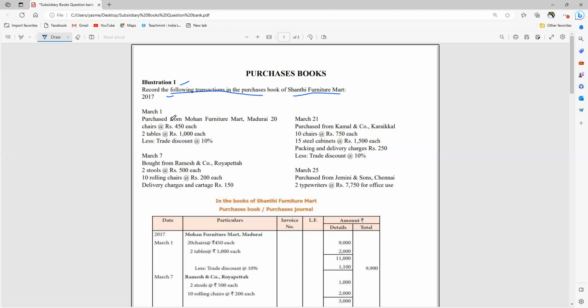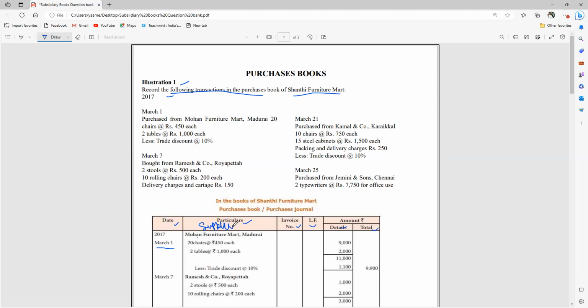So here, how do we record this in the purchase book? Date column, particulars column, invoice number, ledger folio, details, and total amount. So here, on 1st March 2017, purchase from Mohan Furniture. He is a supplier. The party from whom we are purchasing is a supplier to us, and the party to whom we are selling is a customer to us.